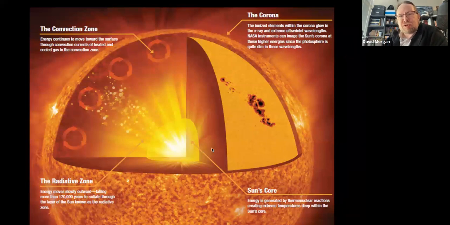The stove is like the core of the sun. That's where the heat comes from. That's what's making the heat. The pot doesn't make any heat. It just gets heated up by the stove. The pot doesn't move around and flow. It just gets hot and transmits that heat from the burner to the water. That's like the radiative zone. The radiative zone is just super, super hot. It doesn't flow or move. It just carries heat by conduction, essentially, from the core to the next layer up.